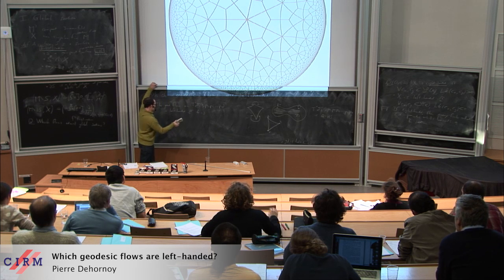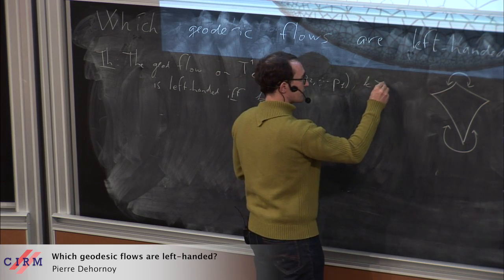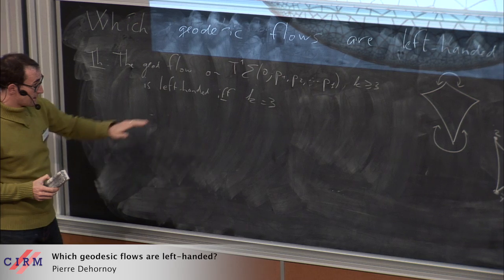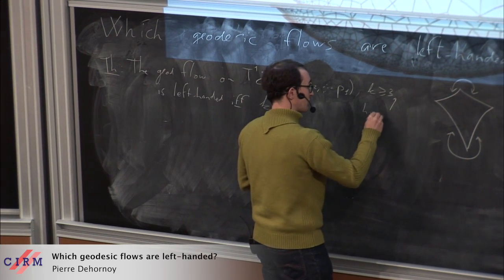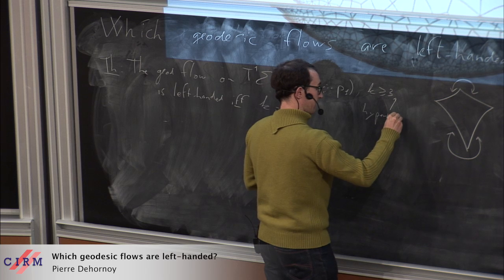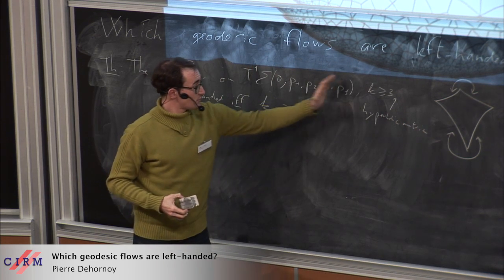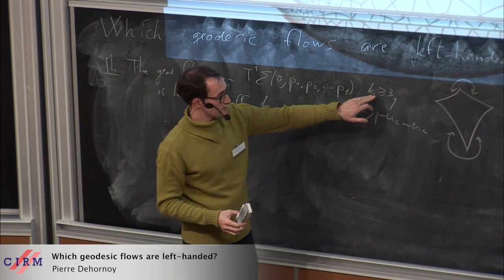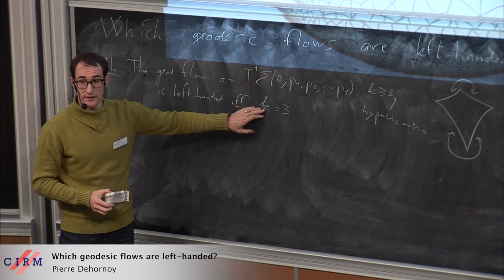So actually here, we need at least 3 punctures. If we don't have at least 3 punctures, we don't have a hyperbolic metric. So here I should say that we put a hyperbolic metric. So we have a surface, an orbifold here, with a hyperbolic metric. So having a hyperbolic metric requires k at least 3. And we have a left-handed flow if and only if k equals 3.